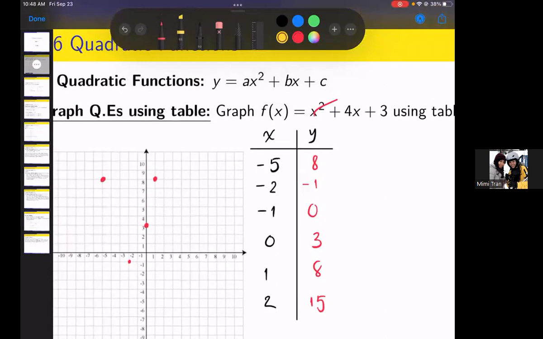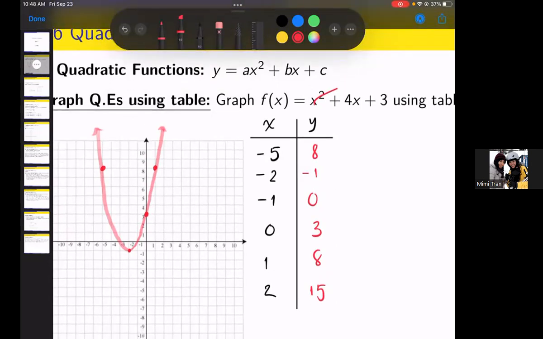And then connect the dots. Heads up, try to make your graph a little bit curvy, not like a sharp T. Okay. All right, so that's, oh, what happened? I didn't share. Oh. All right, so that's your graph.